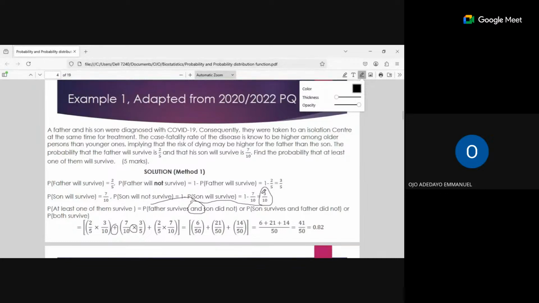Okay. So now, if you look at this, then the last: or means addition. Son survive. The probability that son survive is 2/5, and multiplication, the probability that father survive, both of them rather, over 10. Now let us do the simple multiplication here. 2 multiplied by 3 will give us 6. 5 multiplied by 10, we have 50. Plus 7 multiplied by 3, we have 21. 10 multiplied by 5, we have 50. Plus 2 multiplied by 7, we have 14. Then 5 multiplied by 10, we have 50. If you look at them, we have the same denominator.